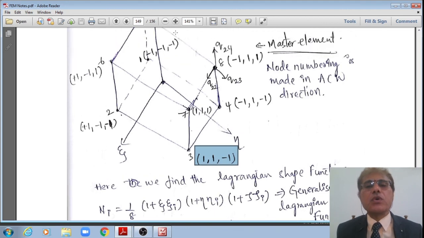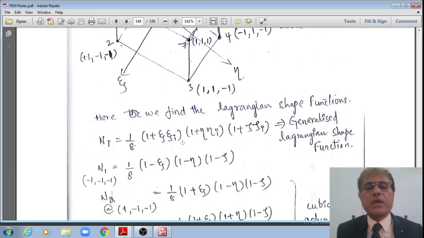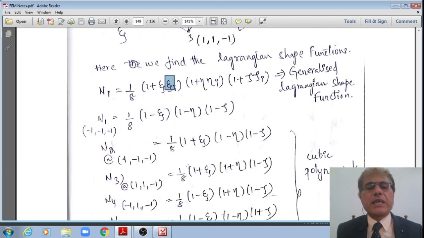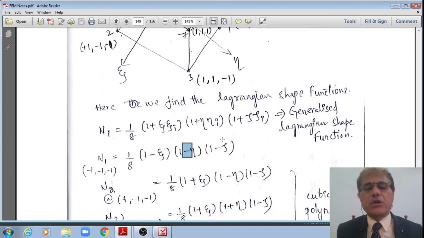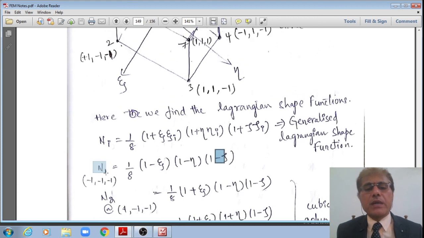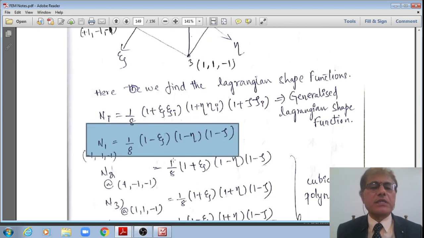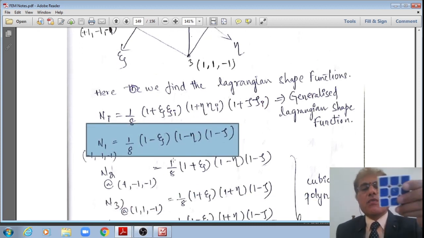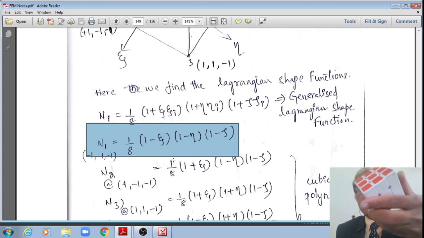Let us say I go to node 1. The natural coordinates of node 1 are -1 -1 -1. Therefore xi_i is equal to -1, eta_i is equal to -1, zeta_i is equal to -1. You just substitute these, and then I get the equation for the shape function as N1 is equal to 1 by 8, (1 minus xi), (1 minus eta), (1 minus zeta).